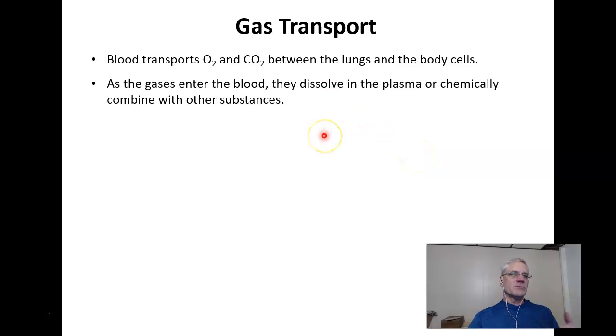Okay, gas transport. Blood transports O2 and CO2 between the lungs and body cells. All right, you already know that. Gas enters blood. It dissolves in the plasma or chemically combines. So it dissolves in the plasma, that's mainly CO2. Yes, a little O2. Or chemically combines with other substances. Of course, oxygen goes to hemoglobin. Carbon dioxide can also bind to hemoglobin, but there are rules around that.